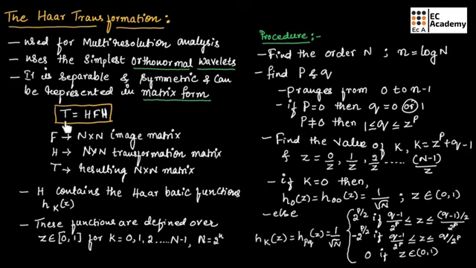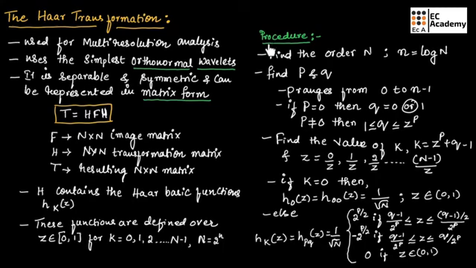So we can represent Haar transformation as T = HFH. Here F is the n cross n image matrix, H is the n cross n transformation matrix, and T is the resulting n cross n matrix. Here the transformation matrix contains the Haar basis function hk(z). These functions are defined over z belongs to [0, 1] for k ranging from 0, 1, 2 up to n minus 1. Here n will be equal to 2 to the power of n.